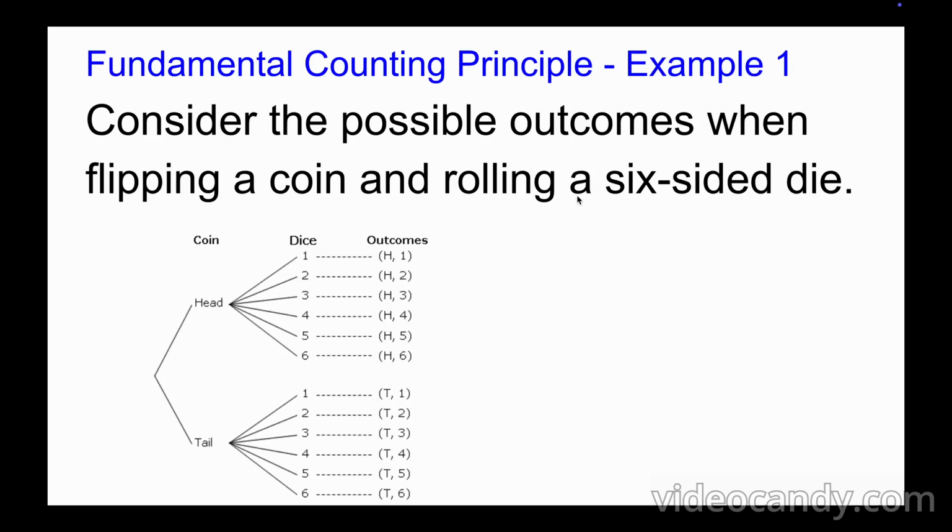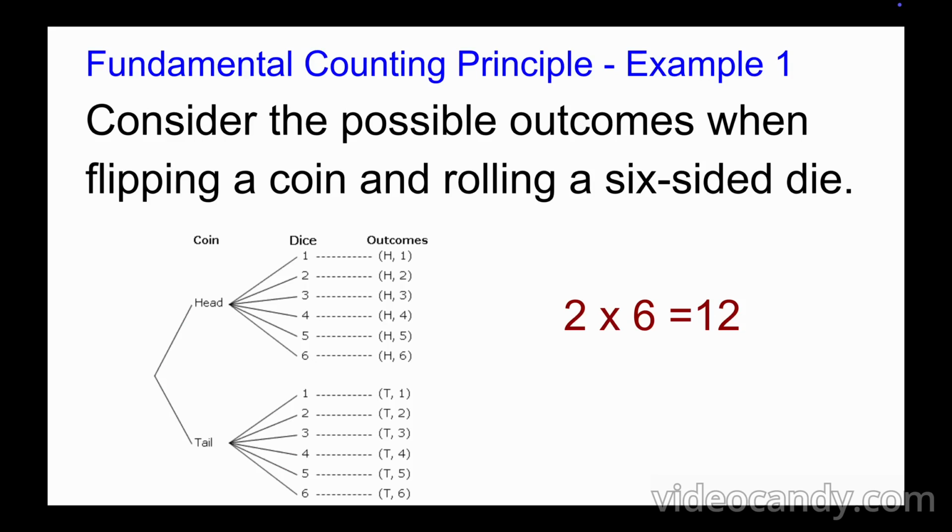But we could also calculate this with the fundamental counting principle. There's 2 possible outcomes for the coin. There's 6 possible outcomes for the die. And 2 times 6 equals 12. Okay, so hopefully that makes sense.